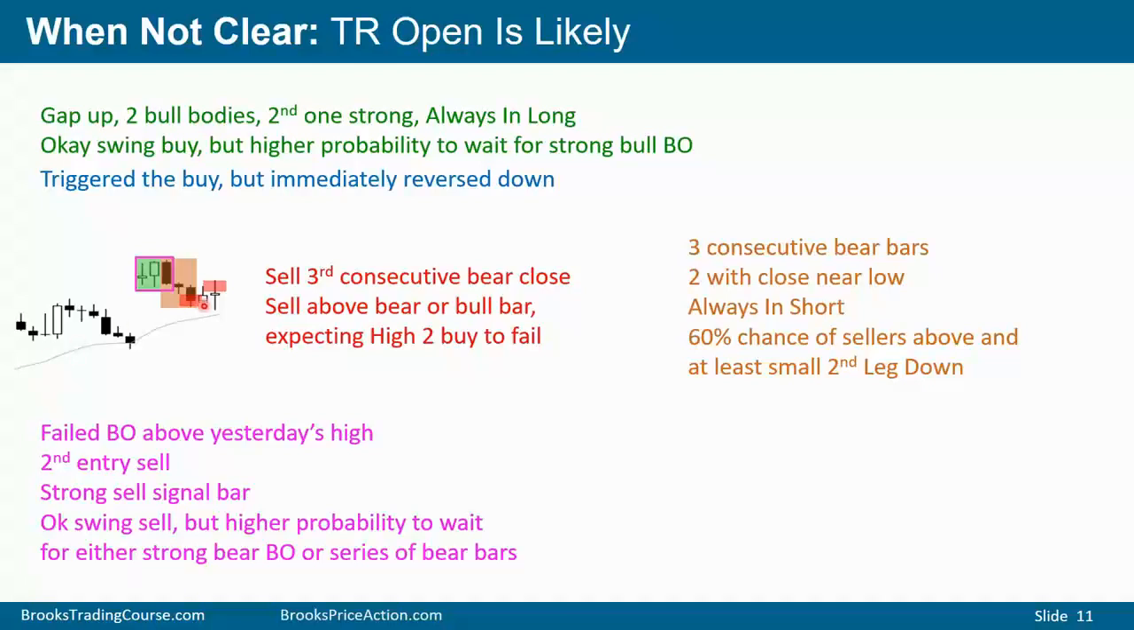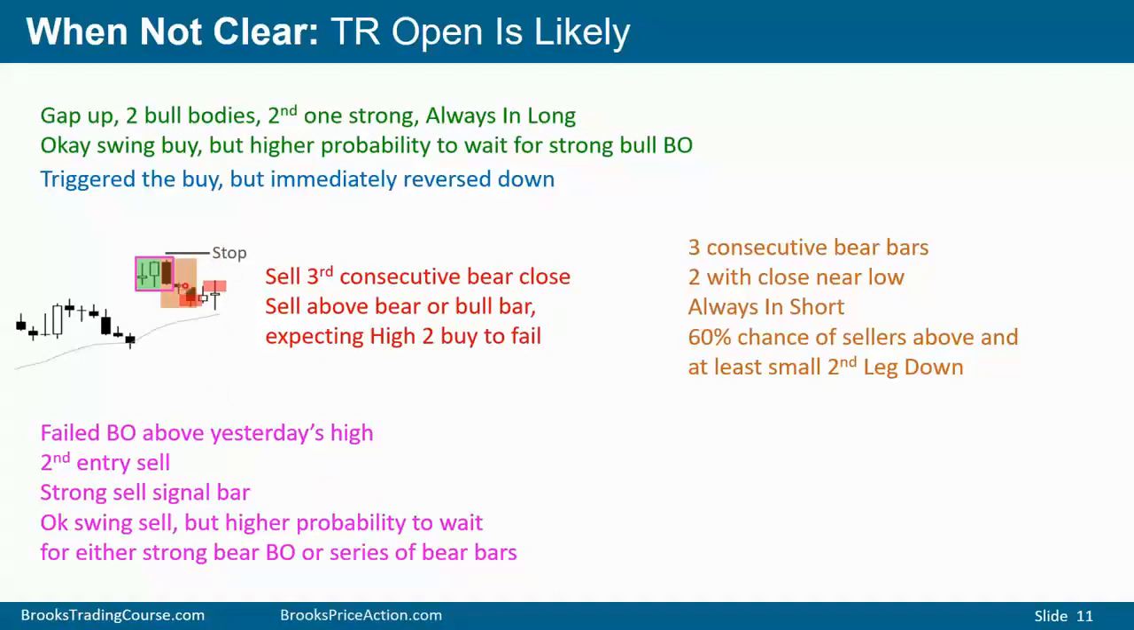Once we get that third consecutive close, some bears who did not sell below this bear bar will conclude we're always in short. They'll sell the close of the third consecutive bear bar. Others will sell the reversal up, especially with a weak buy signal bar, betting that it's a weak bull flag, probably more sellers than buyers above the high of this bar, and that will trade down.